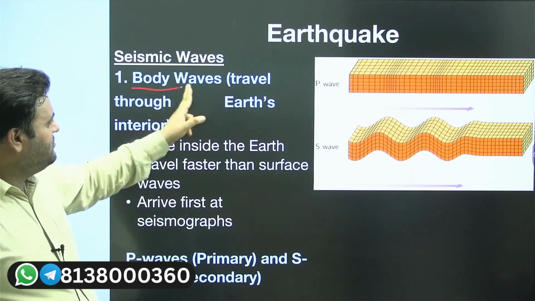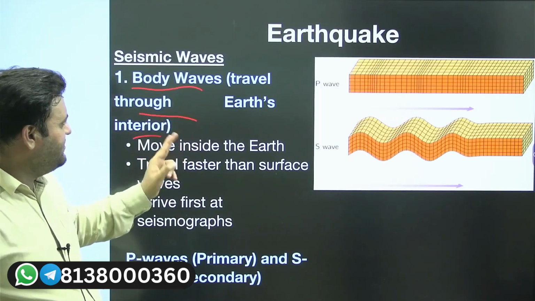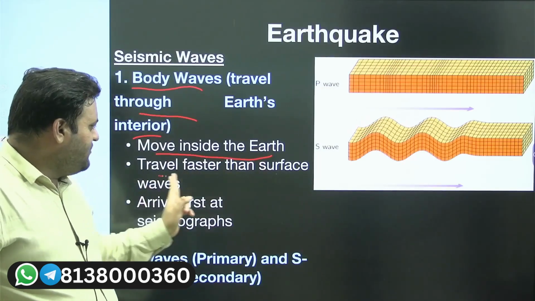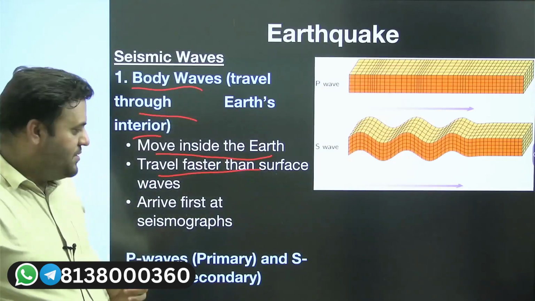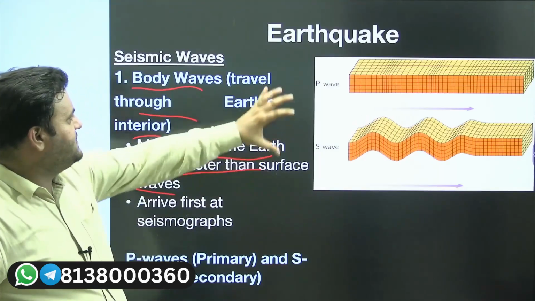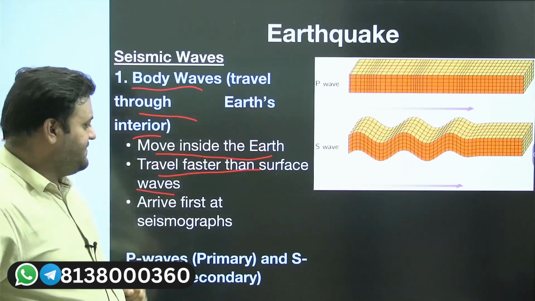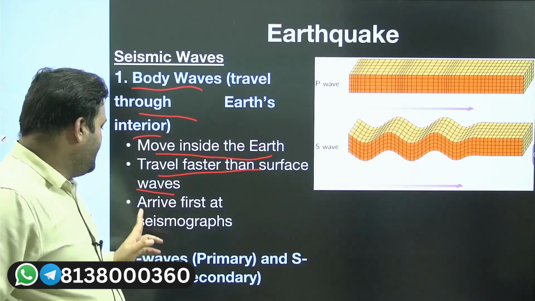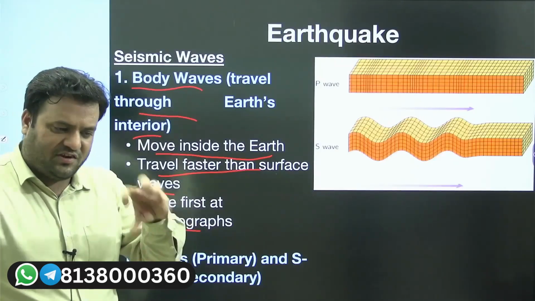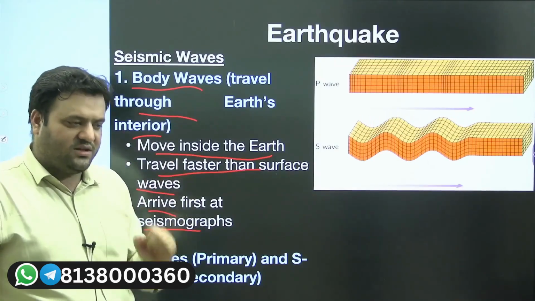So, body waves. These are the waves that travel through the interior. They move inside the earth's crust and travel faster than surface waves. Remember, they travel faster than surface waves. Which waves? These body waves, especially P waves and S waves, arrive first at the seismograph. A seismograph is an instrument for measuring vibration, the movement in the crust.